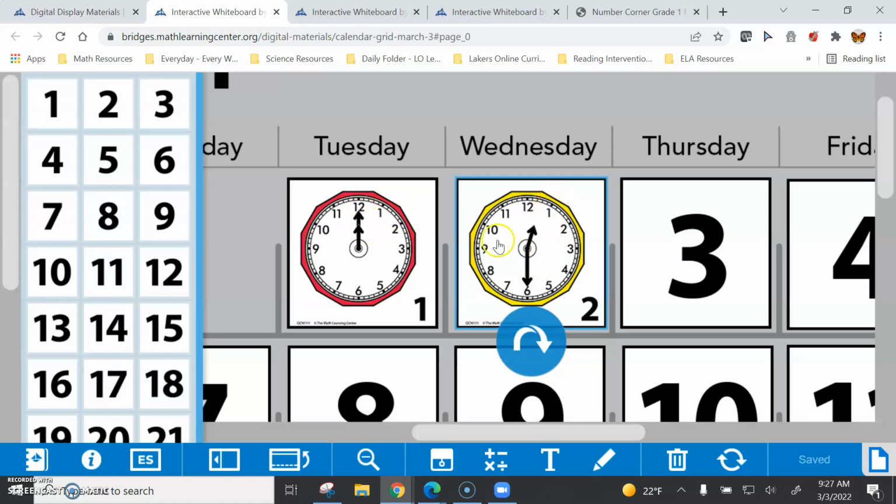We're going to pretend like we're moving that big hand from the 12 to the 6, and we're going to count by 5s to do it. So again, we would count 5, 10, 15, 20, 25, 30. 30 minutes passed by from Tuesday's clock to Wednesday's clock. But that was Wednesday's clock. That was yesterday. We still don't know what it says today.